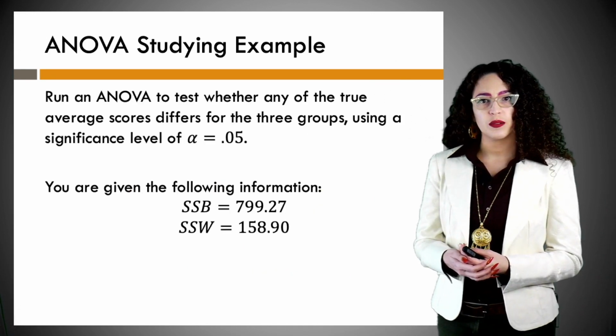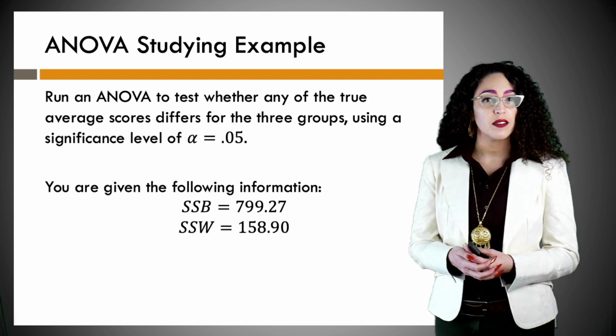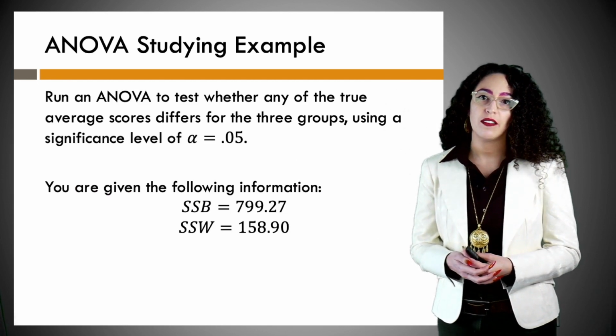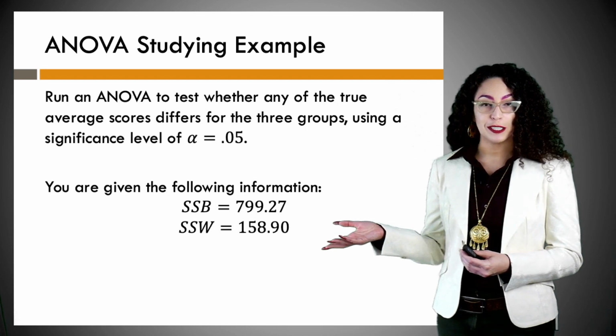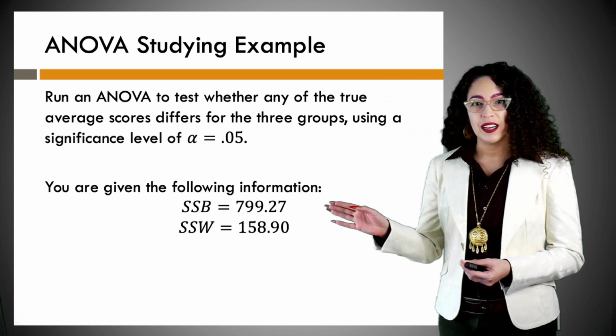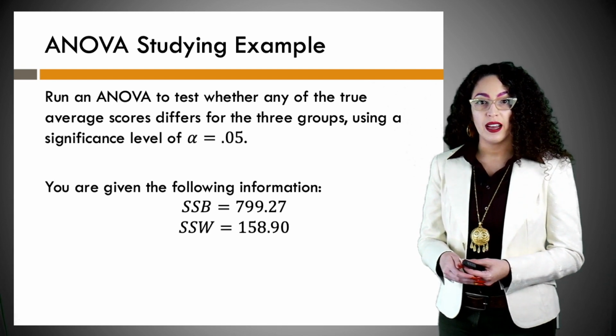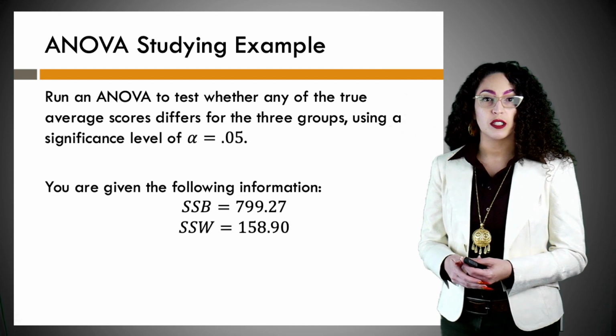Run an ANOVA to test whether any of the true average scores differ for the 3 groups using a significance level of alpha of 0.05. And you are given the following information, because I would not make you calculate sum of squares for this. So we have 799.27 for the sum of squares between, and 158.90 for the sum of squares within.